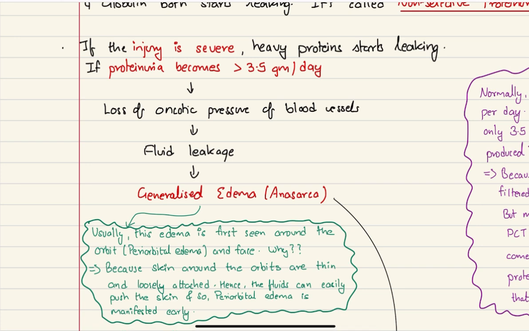The effect of this is that when the proteins are lost from the blood vessels into the urine, there is loss of oncotic pressure in the blood vessels. Inside the blood vessels there will be loss of oncotic pressure because it was the proteins that were responsible for this pressure, but these proteins are now leaking out through the urine. Because of this, fluids cannot be held back inside the blood vessels, hence they will start leaking. So there will be fluid leakage into the surrounding tissues. This will cause generalized edema or anasarca. So the effect of heavy proteinuria will be generalized edema or anasarca.